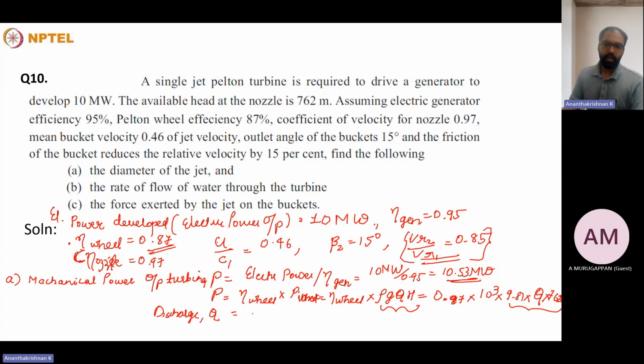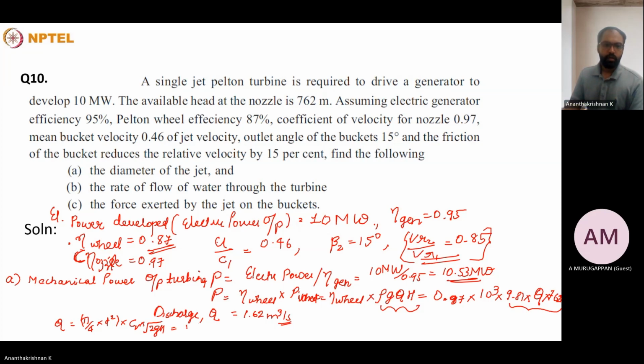From this equation, we know the left-hand side value 10.53 megawatt, and the only unknown is Q. We can calculate it as 1.62 meter cube per second. And this discharge can also be written as the area of the jet, pi by 4 into d squared, where d is the diameter of the jet, multiplied by the velocity of the jet. The velocity of the jet which is coming from the nozzle can be represented as the coefficient of velocity multiplied by root of 2gh.